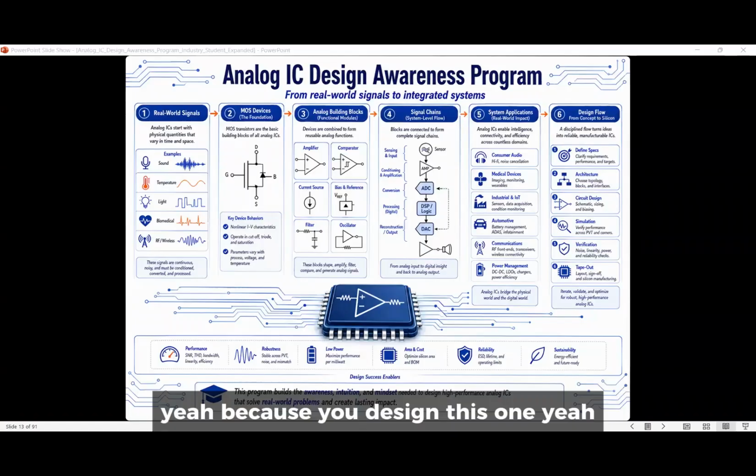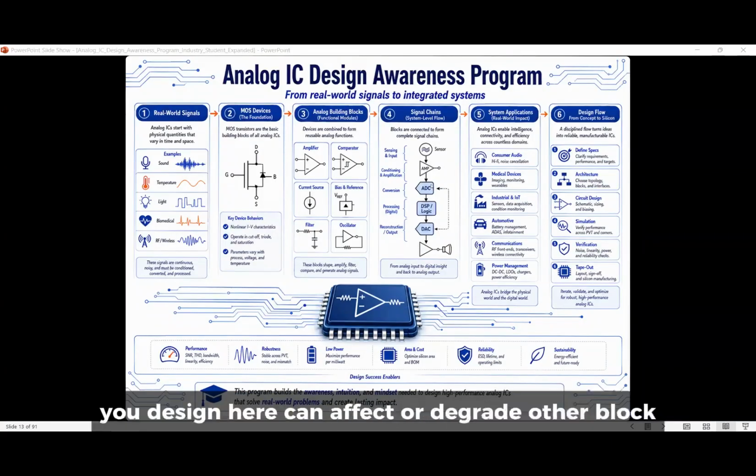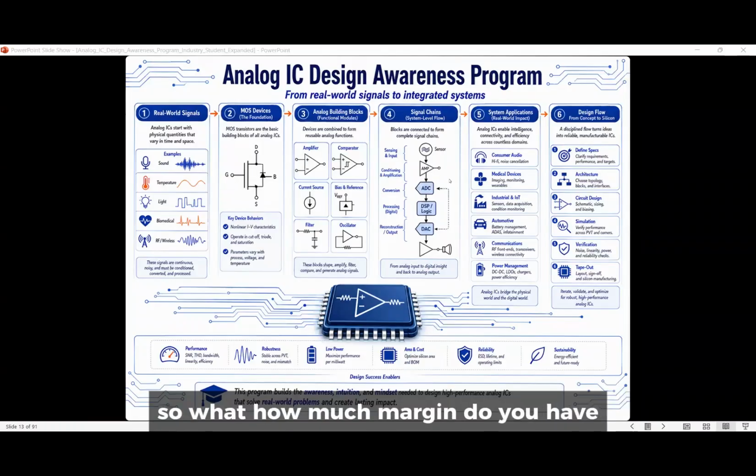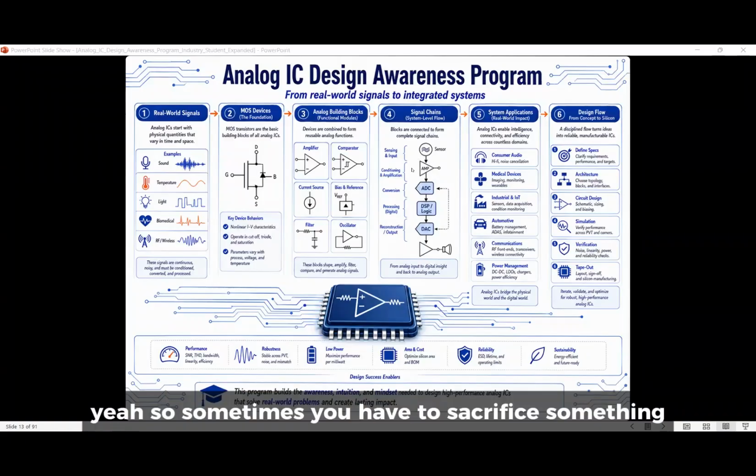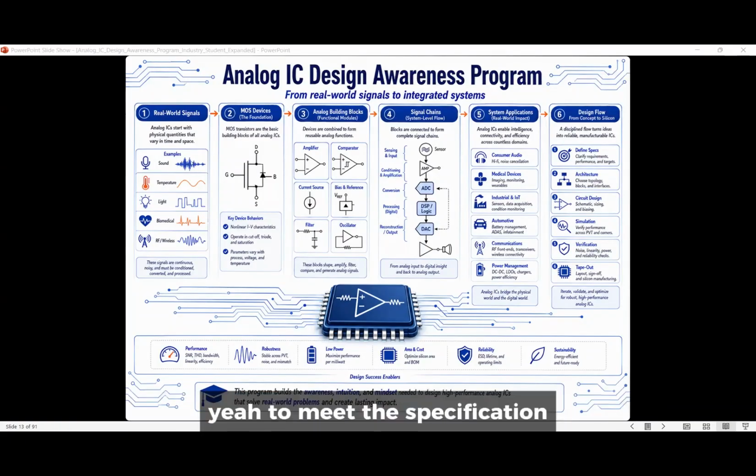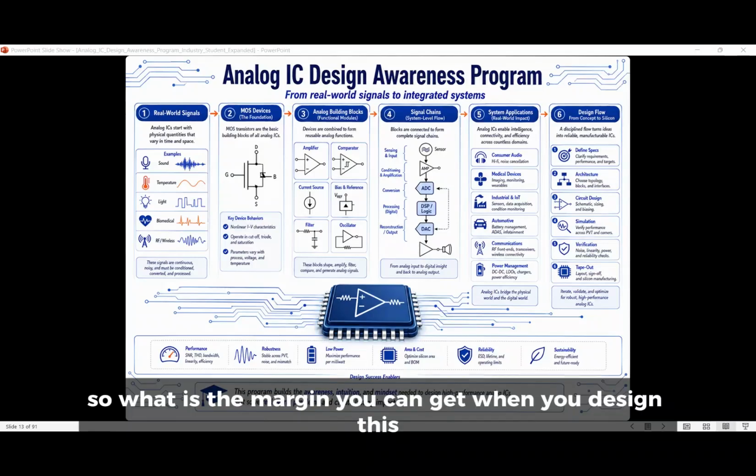Yeah, when you design this one, you have to understand what the limit is for the other circuit blocks. How can the performance you design here affect or degrade other blocks? How much margin do you have when you design this circuit? Sometimes you have to sacrifice something to meet the specification. So what is the margin you can get when you design this?